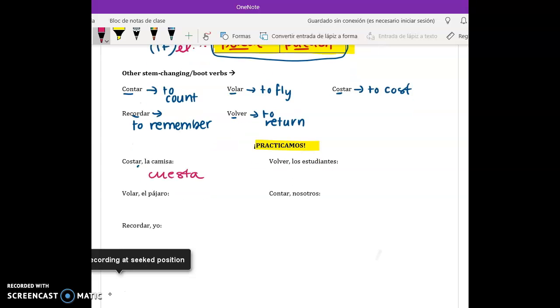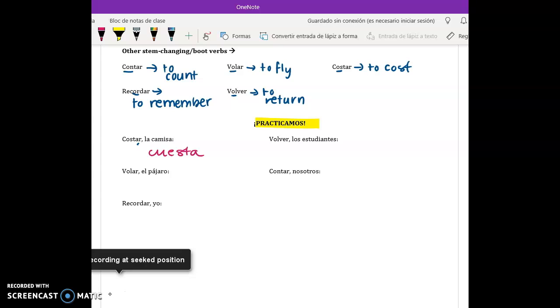So go ahead and try volar on your own. Volar, again, it means to fly. Pájaro means bird. So it's going to be like saying the bird flies. So give that one a shot. All right, and el pájaro functions like shirt does. It's like saying it. So it's going to be vuela. Okay, try recordar in the yo form. I remember. Okay, you should have written recuerdo.